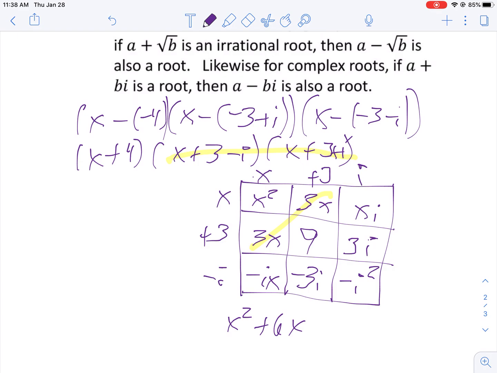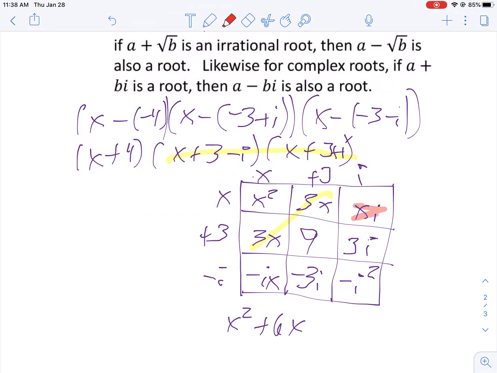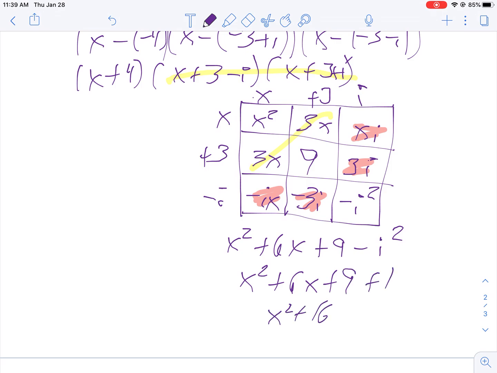Notice the xi and the negative xi, they cancel each other out, don't they? So xi and negative xi cancel. 3i and negative 3i cancel. So we've got plus 9 minus i squared. Well, remember, i squared is negative 1. So this is x squared plus 6x plus 9 plus 1, or x squared plus 6x plus 10.